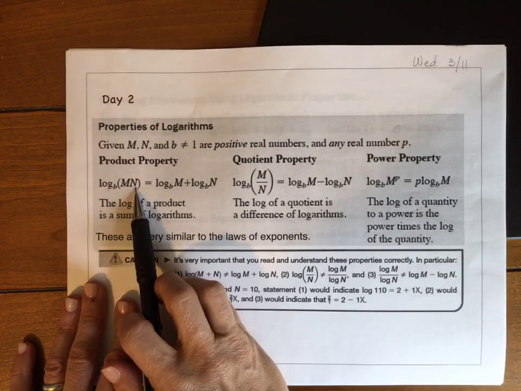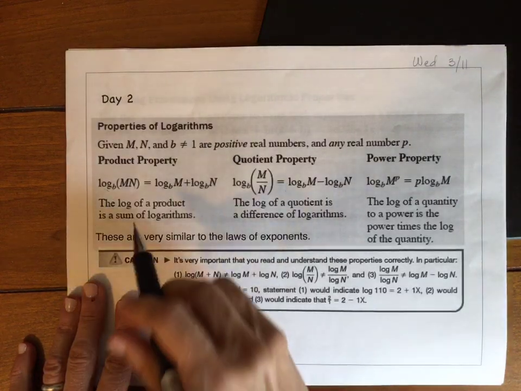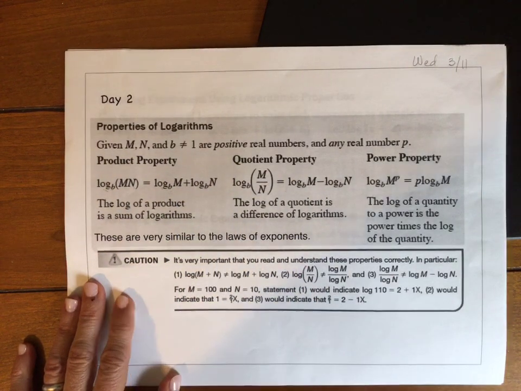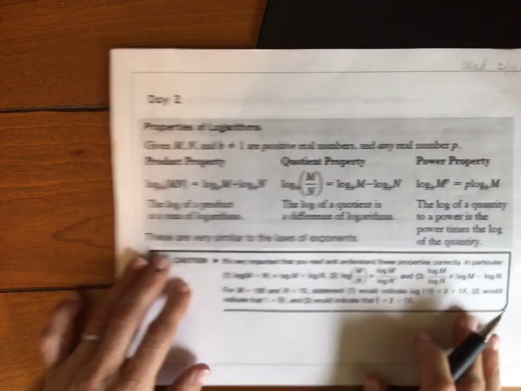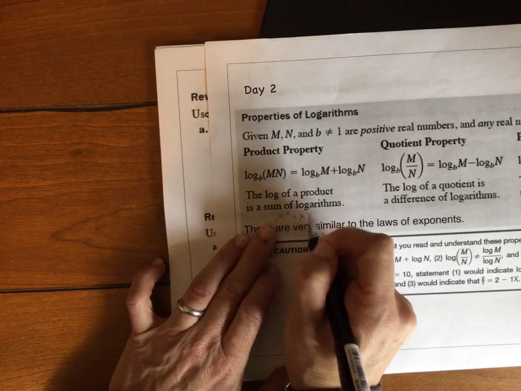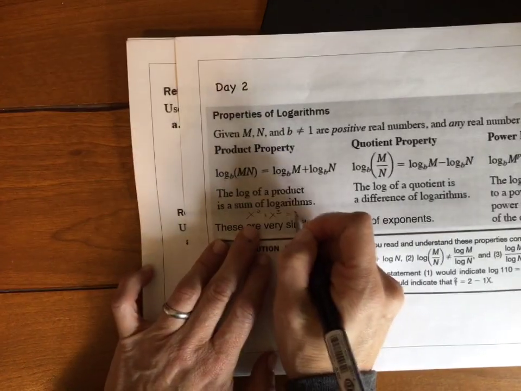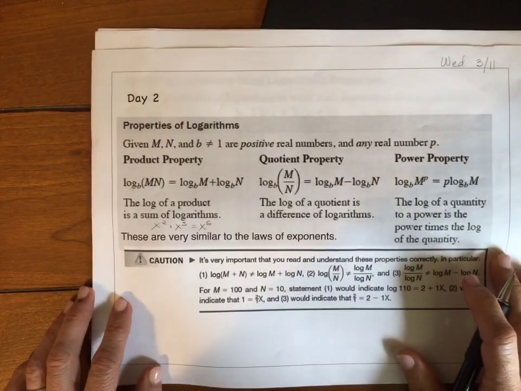So basically what the product property says is that if I have the log of the same base of two things multiplied together, I can split it apart as long as I have log the same base of m plus n. And just to remind you of an exponential property like that, if I had something like x squared times x to the third, we know that we add those exponents. That's where this property comes from.